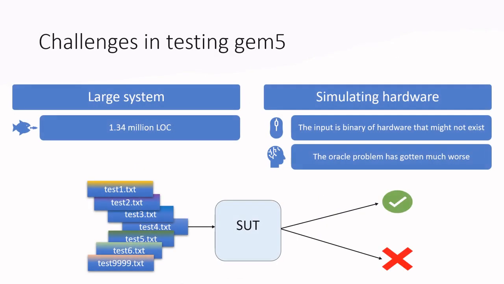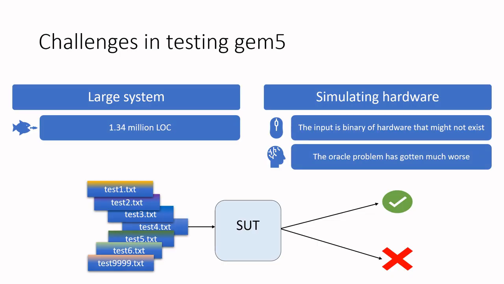So what are the specific challenges that we are going to face here with Gen5? As I mentioned, Gen5 is huge. It has 1.34 million lines of code, but at the same time we have to simulate hardware, which is extremely complex. We will have inputs that are maybe binary files that have never been generated before, for hardware that has maybe never been used before. That makes the oracle fuzzy.